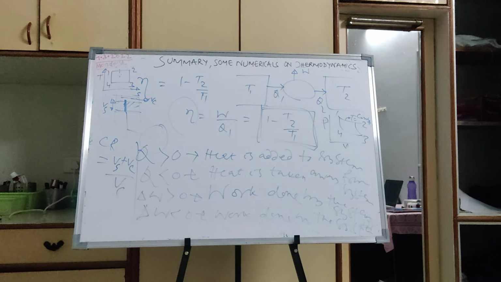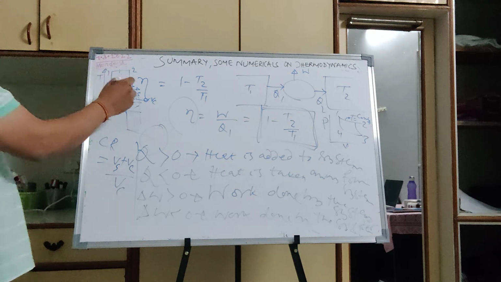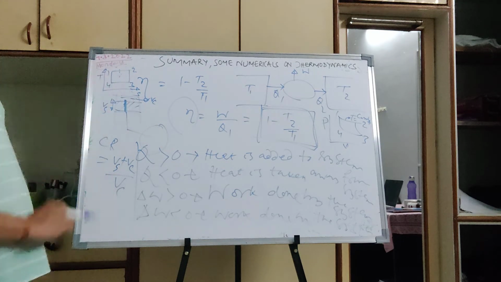S is called entropy. So entropy is order of randomness. So entropy remains constant in case of adiabatic process. So in isothermal process, temperature remains constant. In adiabatic process, entropy remains constant. So that's why that becomes a vertical line.